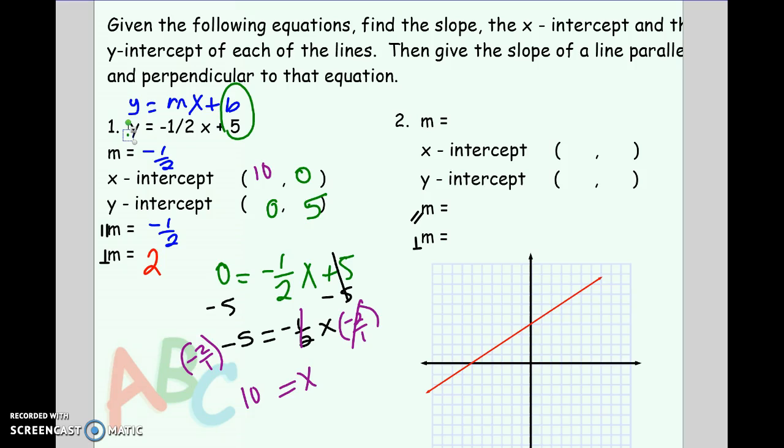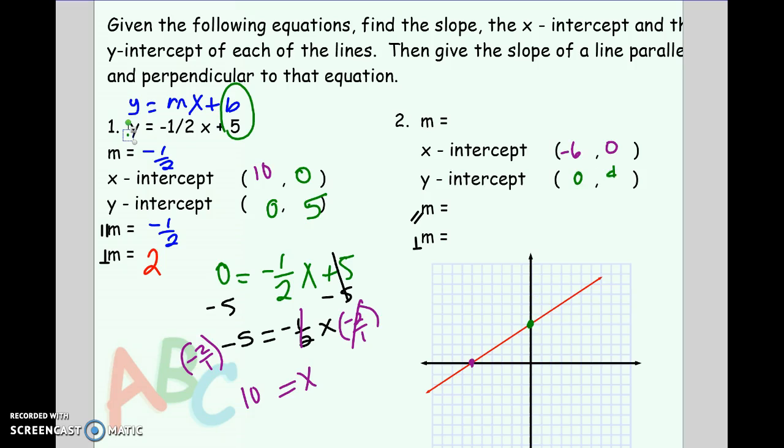Now this one here, we're looking at the graph. My x and y-intercepts are going to be easy to find because I can see where it crosses the axis. My pen isn't working. So here's my x-intercept where it crosses the x-axis, which is -1, 2, 3, 4, 5, 6. So my x-intercept is -6, 0. My y-intercept is where it crosses the y-axis. So +1, 2, 3, 4.